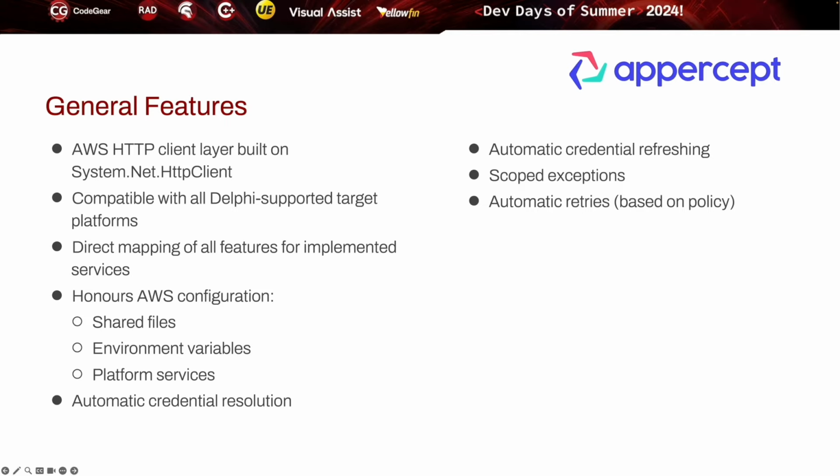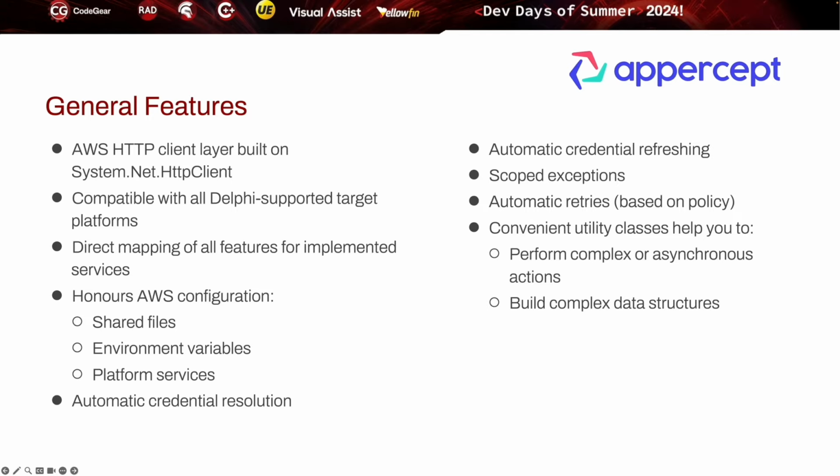We do have automatic retries based on policy. This is common of Amazon's own SDKs. There are configuration settings that define how your retries should be performed, and on retriable errors we will honor that same configuration within the SDK.